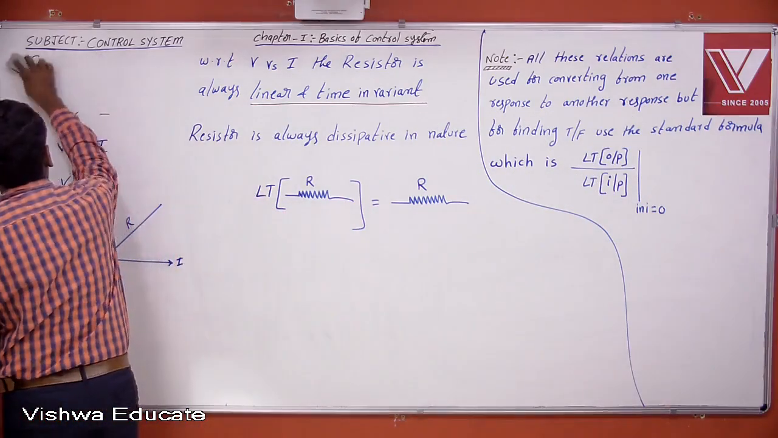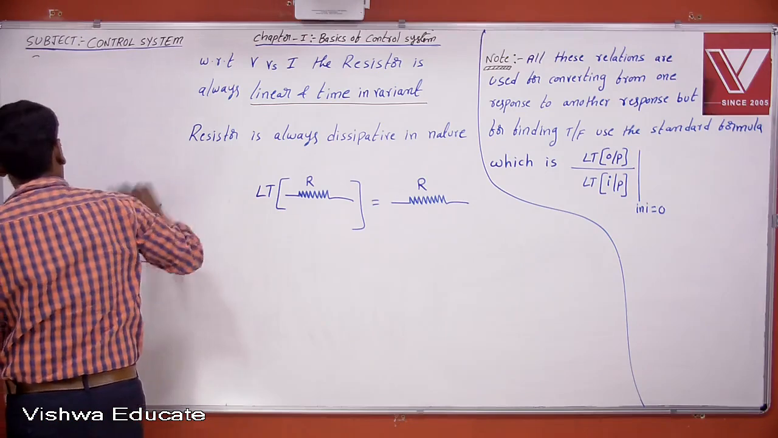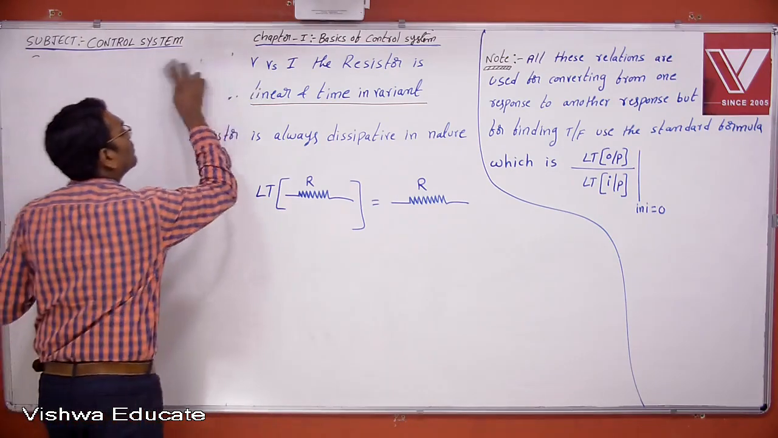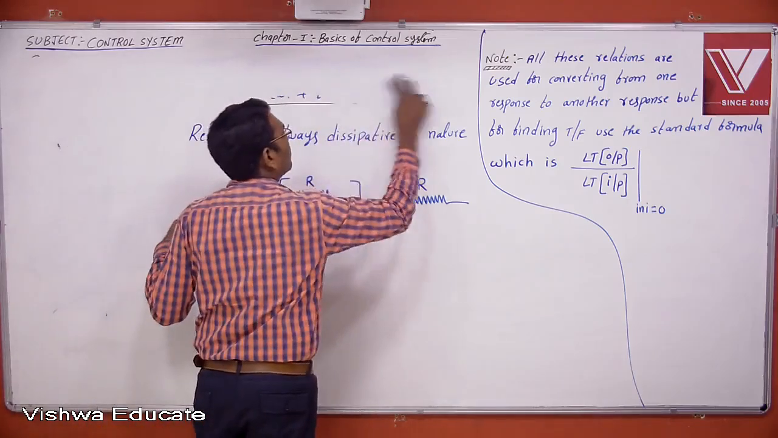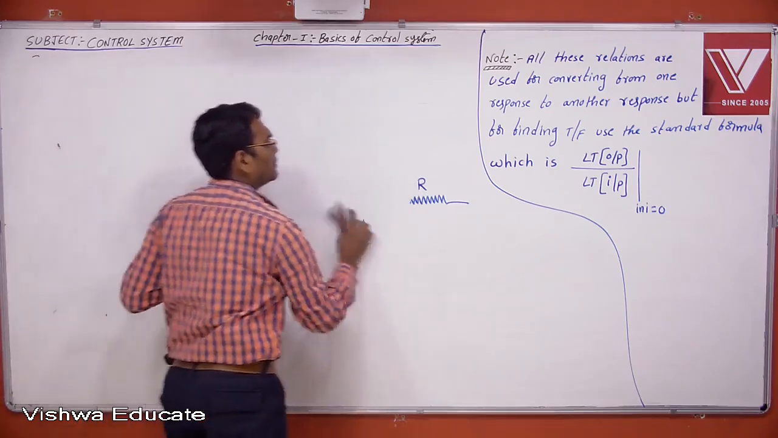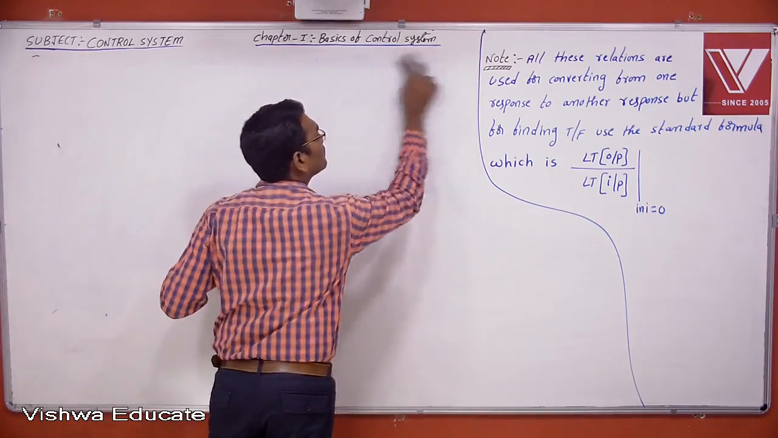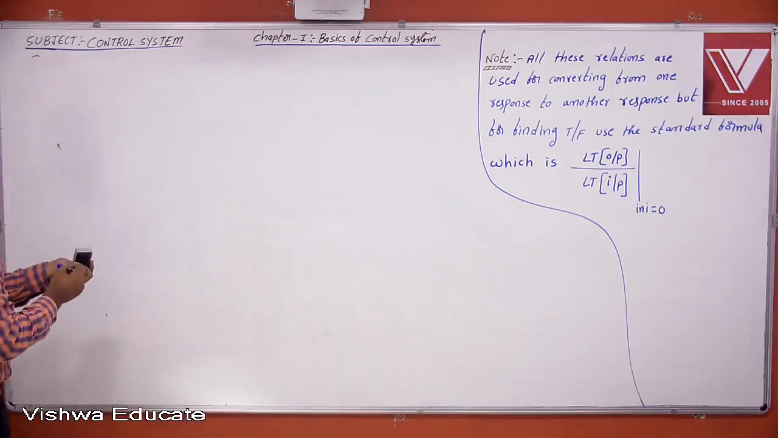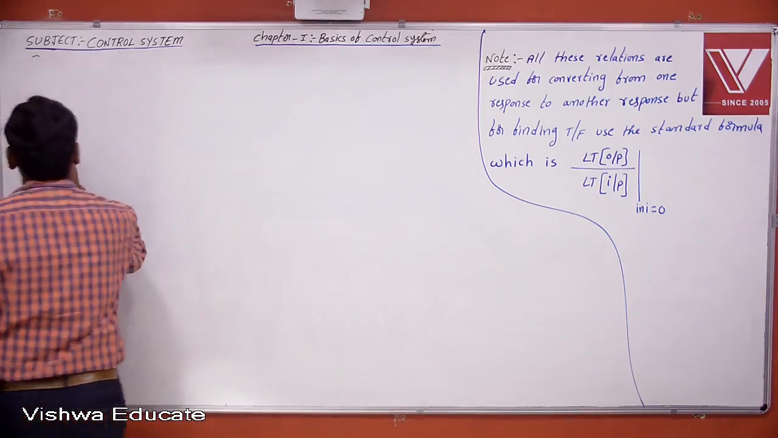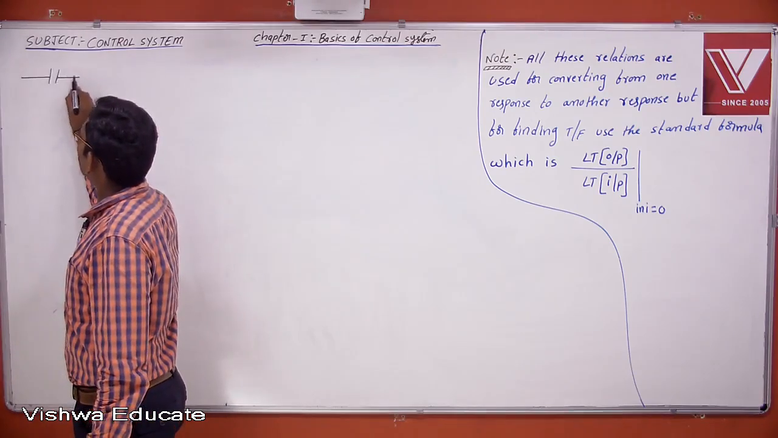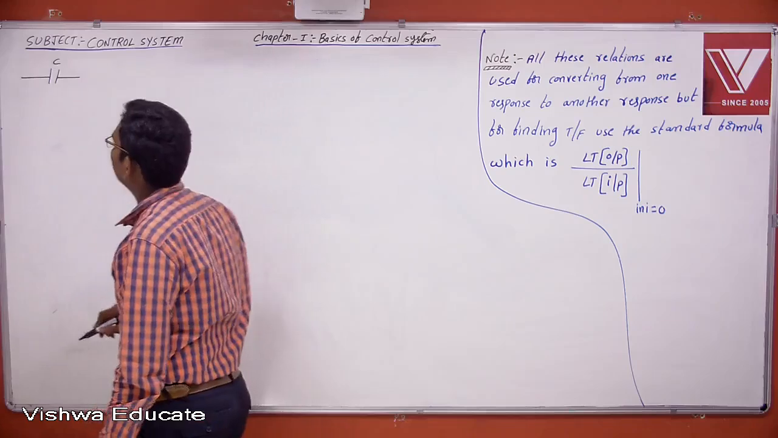Now we just have these three elements, which have common properties. Now see here. This is the capacitor C in time domain.